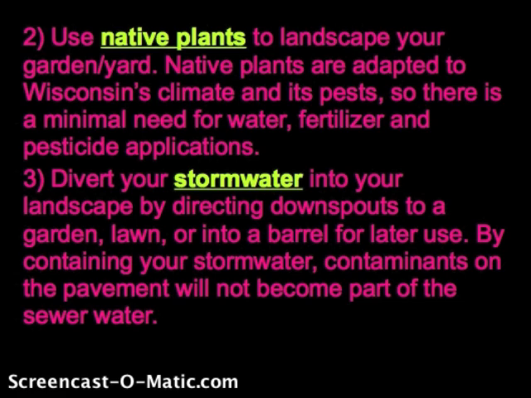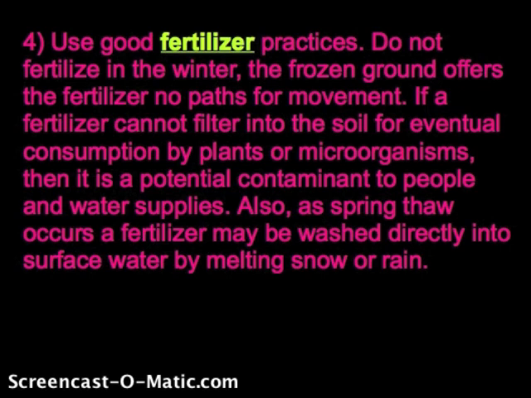Divert your stormwater into your landscape by directing downspouts to gardens, sometimes they'll call them rain gardens, to your lawn or into a barrel. I've got several water barrels that I use to water my plants in my garden. And there've actually been some summers where we've had enough rain. It'll rain maybe once or twice a week, where the rain barrels capture all the water. There've been some summers I haven't had to put any tap water on our plants. We've been able to get everything off our roof into the rain barrels, and we've had more than enough to water our plants.